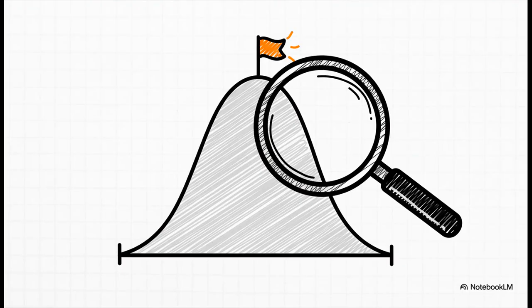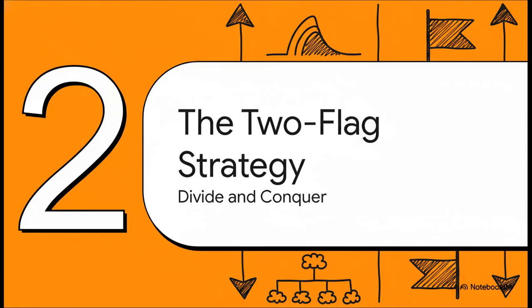So to be super clear, we're not just looking for any old value. We are on a hunt for the peak, that one specific point where things reach their absolute maximum before they start to head back down again. So how in the world does it work?